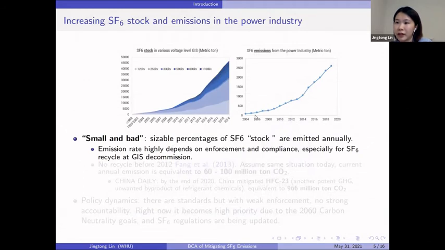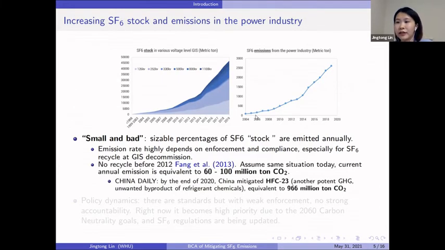Now the left figure gives us the SF6 stock and distribution in various voltage level GIS intervals over the past decades, and we can see that the 100 and 200 kV levels are the dominant ones. The dark blue area indicates that the ultra high voltage transmission system, as well as its SF6 usage, is also expanding rapidly. And a sizable percentage of SF6 emits from this increasing GIS annually, shown by the blue line.